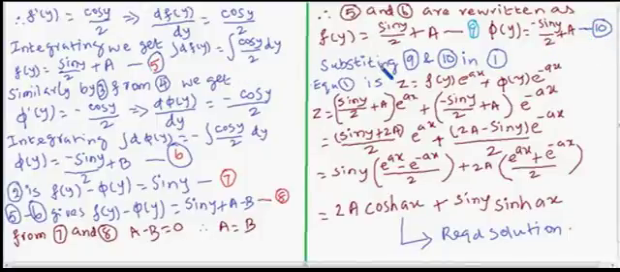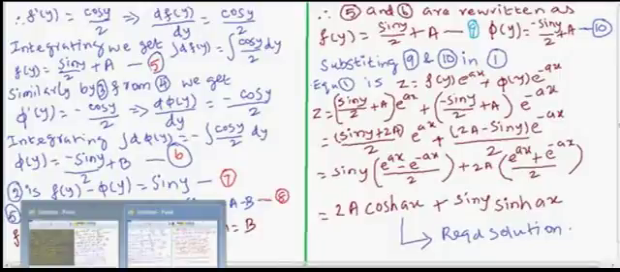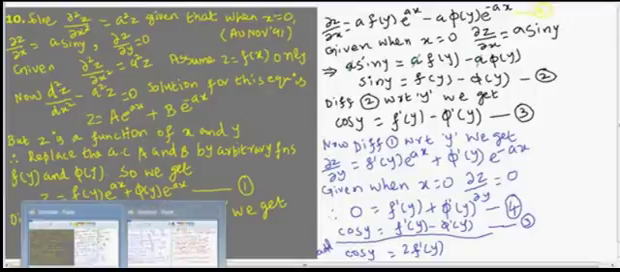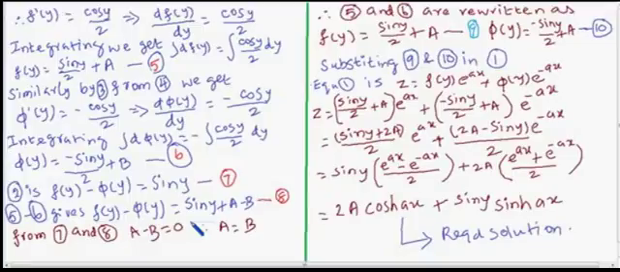So for your convenience, from page number 1, equation number 1 has been rewritten here. Equation number 1 is z is equal to f of y into e power ax plus phi of y into e power minus ax. So you write the substitution for f of y, it is sin y by 2 plus a into e power ax, and you write the substitution for phi of y, it is minus sin y by 2 plus a into e power minus ax. You take the LCM, this will become sin y plus 2a divided by 2, e power ax written as it is. And in the second term, when taking LCM, 2a minus sin y divided by 2 into e power minus ax.